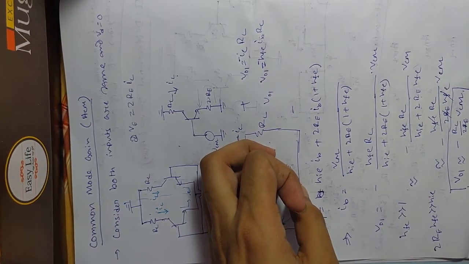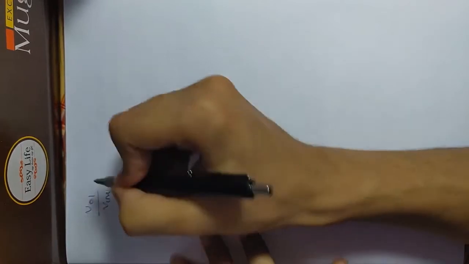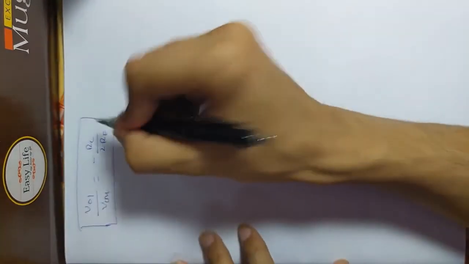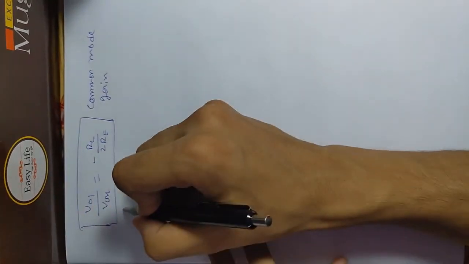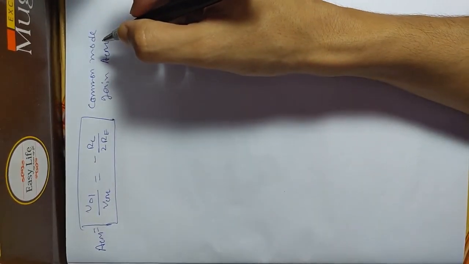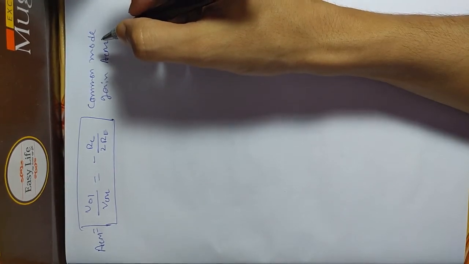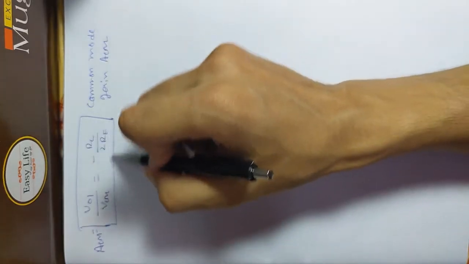If I take the ratio of output by input, we can get the common mode gain. The ratio V01 by VCM will be minus RC by 2RE. So that will be the common mode gain, ACM. And we are considering the single ended output, as we always consider in practical cases. We'll see later that we consider output from the single ended side, so that's why we are taking this. So for the single ended output and the common mode input, the common mode gain will be this one.